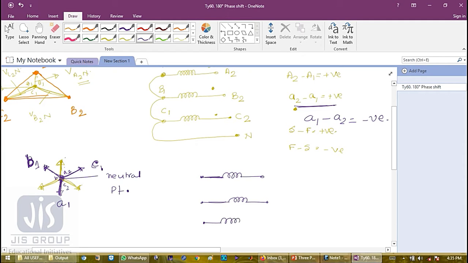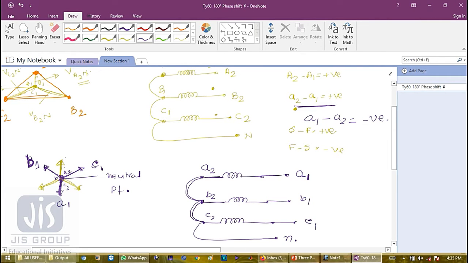So this is my 3 winding. Now A2, B2 and C2 are shorted, and this is forming the neutral point in the low voltage side. So the brought out terminal is A1, and the load terminals are B1 and C1.